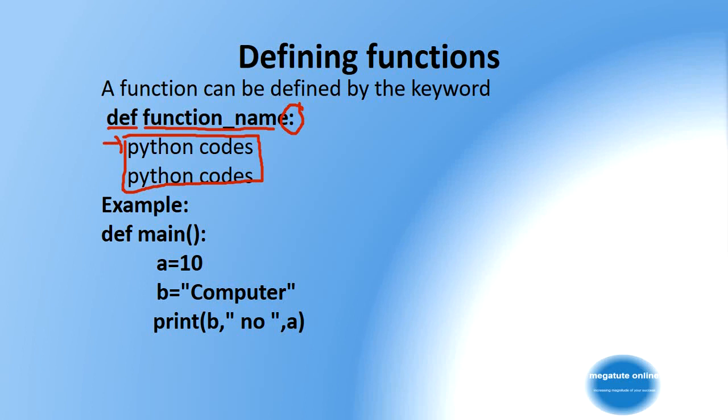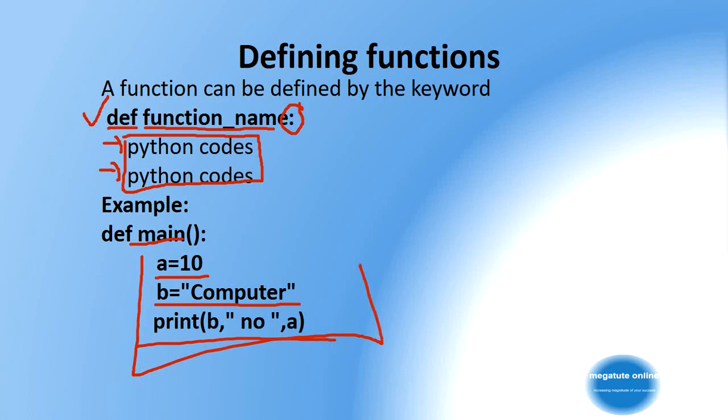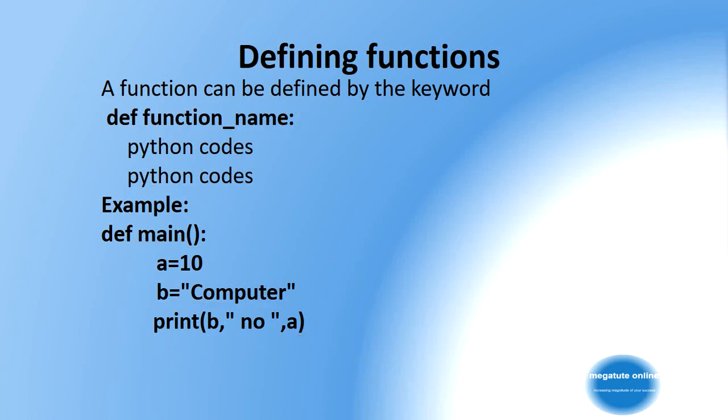So whichever codes are at the same indent from the left side below that function name will be considered inside that function. For example, here I have defined a function main, and I have written three statements: a equals 10, b equals "computer", and print b, number, a. So all these three sets of codes will go inside the function main. Okay, and it's going to print "computer number 10" depending on the content of the variables.